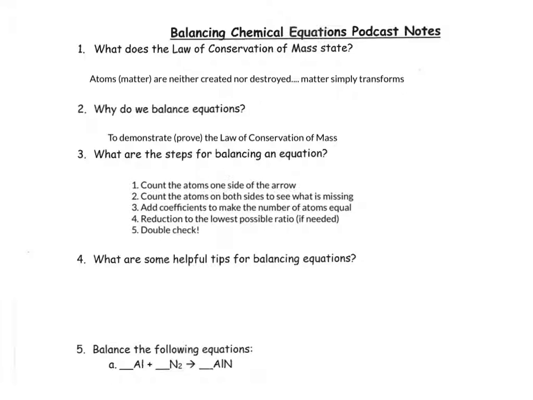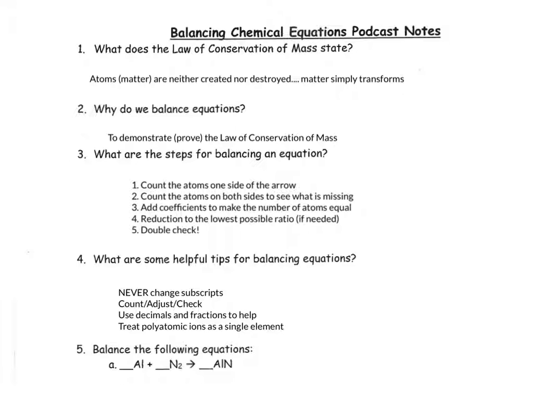I have some helpful hints and tips for when you're balancing chemical equations. Never change subscripts. It's going to be very tempting, but don't do that. I follow a procedure that is count, adjust, check. That's just how my mind operates and how I balance equations. A lot of times, if you're a little math savvy, you can use decimals or fractions to help, however you feel more comfortable with that, and you'll see me do that too. I'll show you that strategy.